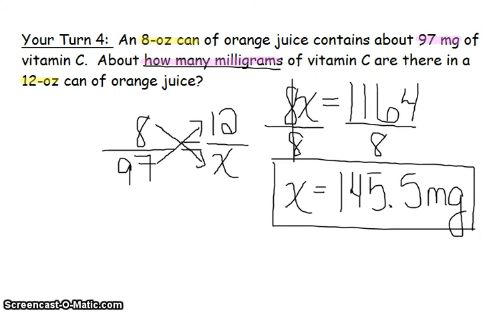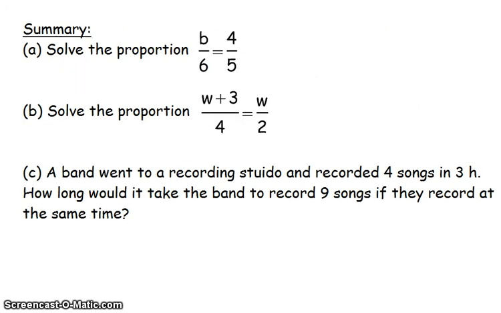Alright, that concludes solving proportions. So I want you on your notes to answer these 3 summary questions. The first one is a very simple proportion. The second one, you've got to be very careful, distributive property. Make sure you look back at your notes. Make sure you're solving that one correctly. And then C is pulling in the word problems where you need to set up your proportion and solve it for your missing information.